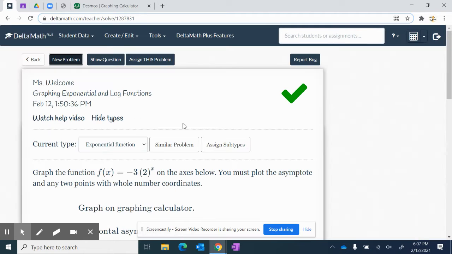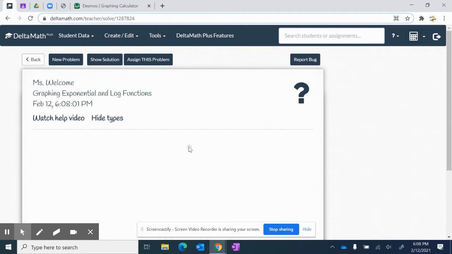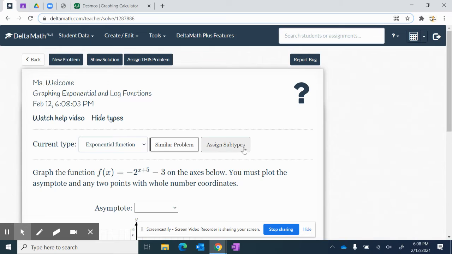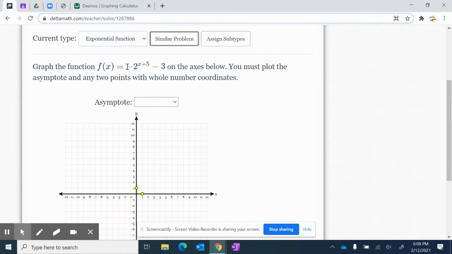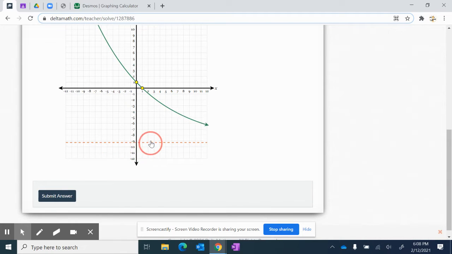And I'll show you guys another one that does have a different asymptote. So let me find a good one. All right, so looking at this one, -2 to the power of x plus 5 minus 3. So again, this is exponential, so I'm going to change the asymptote to say horizontal. And now I do have a k value. The k value is -3 because this is -3. So I'm going to move this asymptote up to -3.